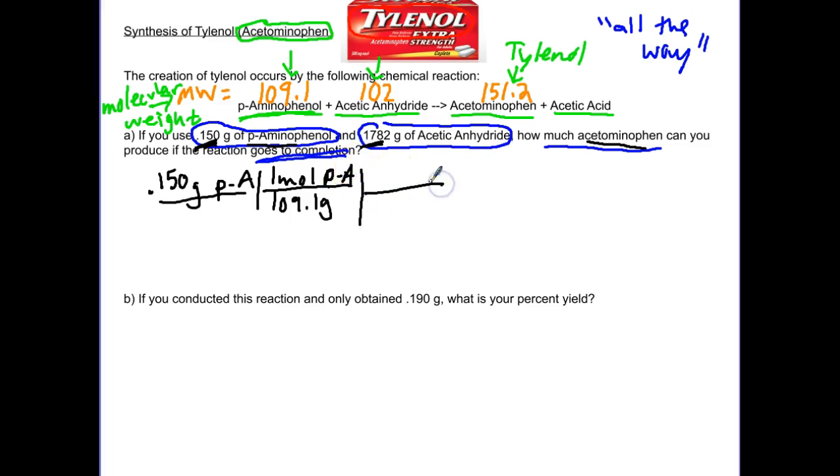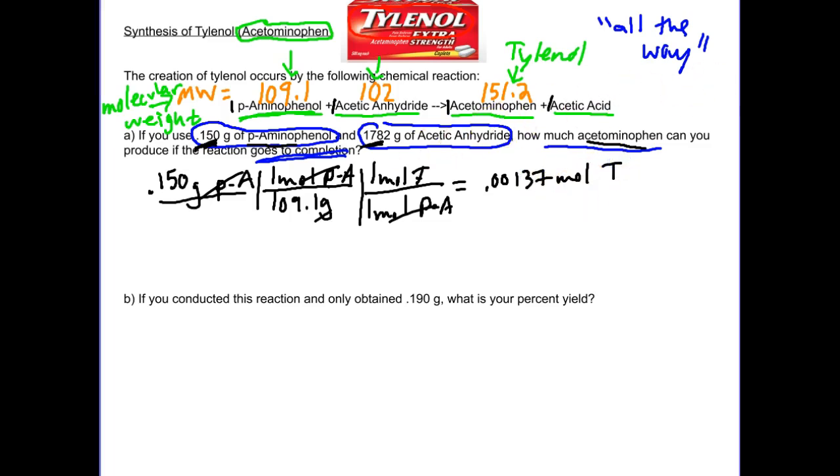And I need to convert it to moles of product. And the ratio here, there's 1 mole for 1 mole. All of these are 1s essentially. So the mole ratio is just 1 to 1. So 1 mole of PA, I'm going to write 1 mole of Tylenol, essentially, acetaminophen. Okay, so if I go ahead and do that calculation, 0.150 grams divided by 109, I'm going to get 0.00137 moles of Tylenol.